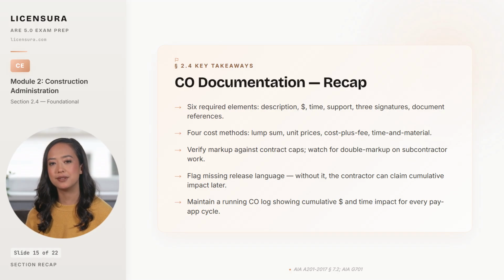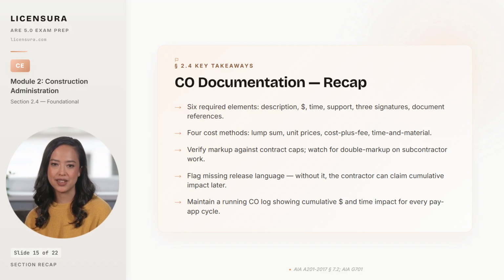4 cost methods exist under A201: lump sum, unit prices, cost plus fee, and time and material, and the choice depends on how well the scope is defined when the CO is being written. Verify the proposed markup against the contract caps in the supplementary conditions, and watch carefully for double markup on subcontractor work, which is one of the most common forms of overcharging in the field.